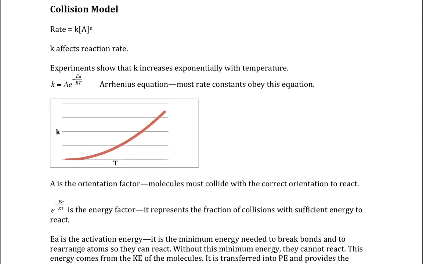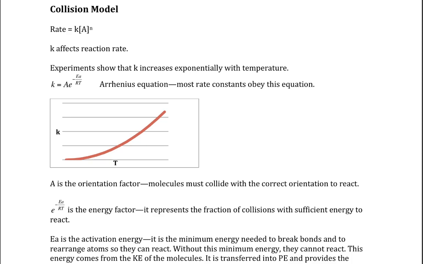Our next section is the collision model. Rate equals Ka to the n. So we've had that generic rate law from early on in our chapter. K affects the reaction rate, as does the A concentration, as does n. We're focused on K in this collision model section. Experiments show that K increases exponentially with temperature. That means if we want to increase reaction rate, then we increase the temperature.